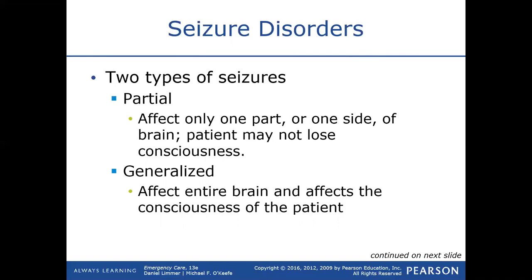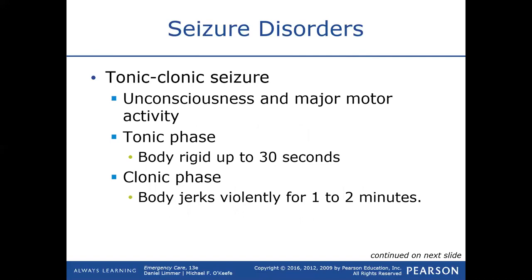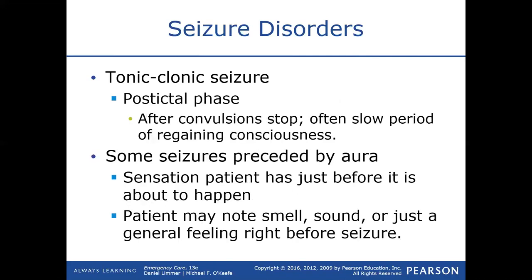Okay, and then the generalized seizure affects the entire brain and affects the consciousness of the patient. So these are the people who fall down on the ground, they become unresponsive, and a lot of times they're shaking rapidly. Okay, our tonic-clonic seizures are unconsciousness and major motor activity. So they're unconscious, they're probably laying on the ground, they're flopping around, okay? We have a couple different phases, our tonic phase and our clonic phase, hence the tonic-clonic seizure. Okay, tonic phase, the body gets rigid for up to 30 seconds. In the clonic phase, the body jerks violently for 1 to 2 minutes. So what can happen is the body gets real stiff, they'll start flopping around, and they can get stiff again, and that can be a pretty serious condition.